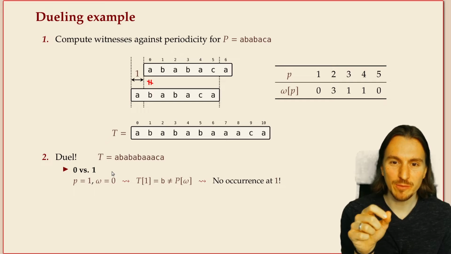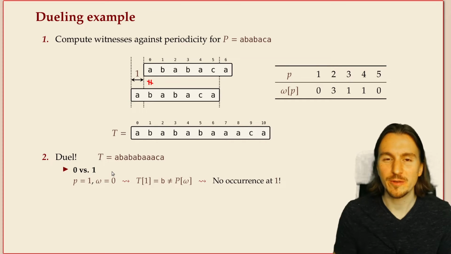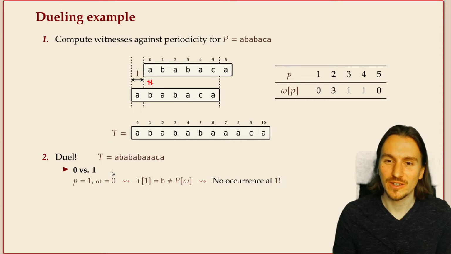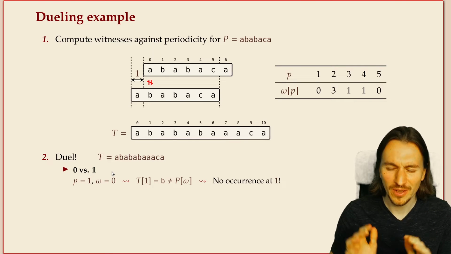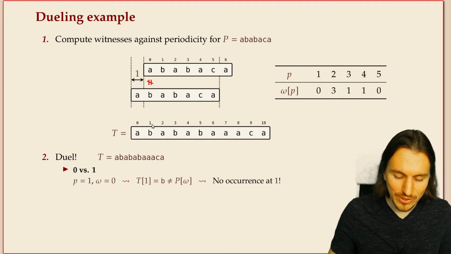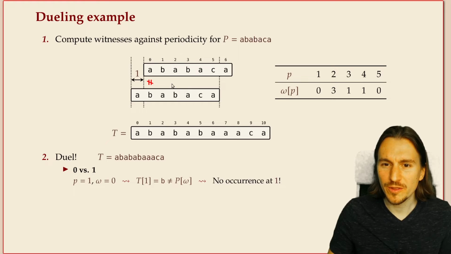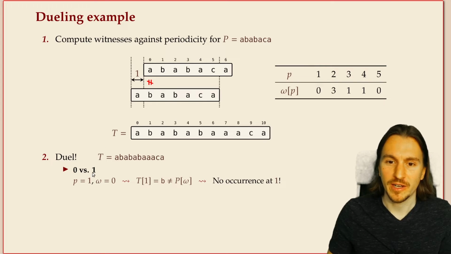And by continuing with the winner of the duel and comparing it to another position, we can always decide in one more duel which of the two candidates is currently the possible one. Okay, let's see how this goes. We start with the first two positions. So let's guess that the pattern starts either at position 0 or at position 1. We know that the pattern is not periodic with period 1, so not both will be possible. How do we use this fact?